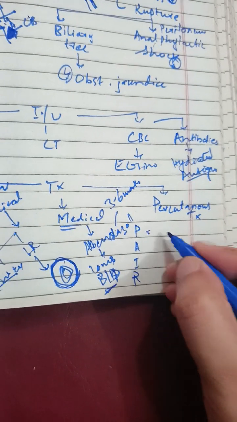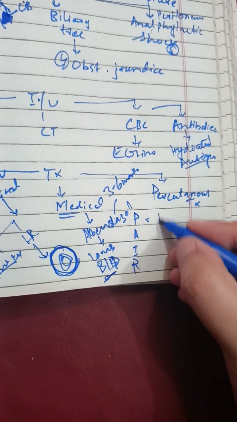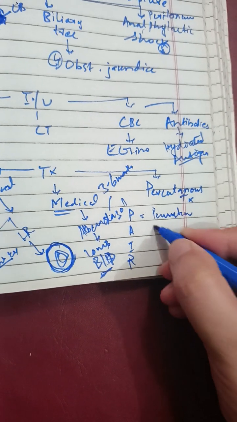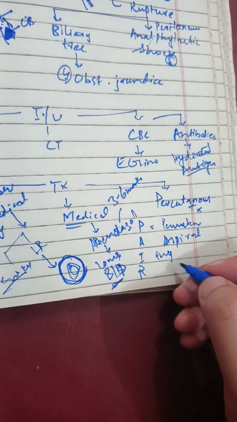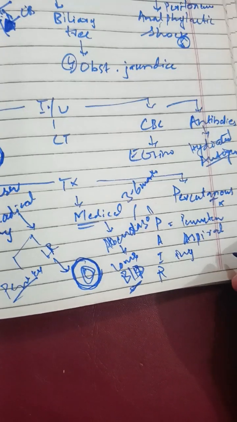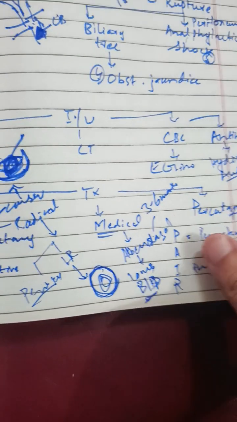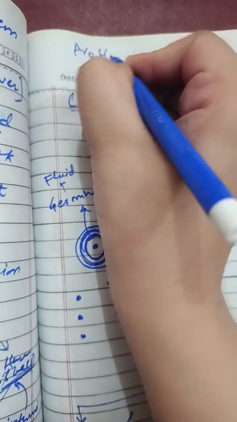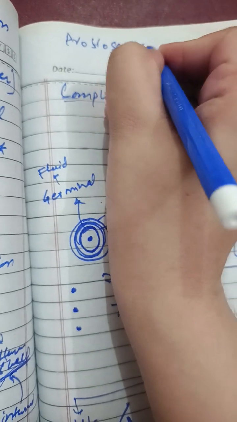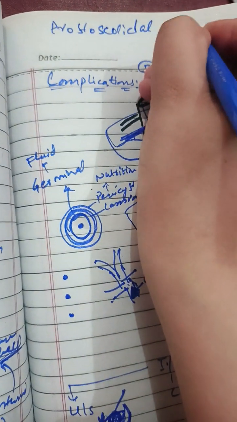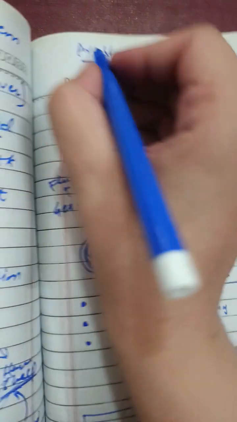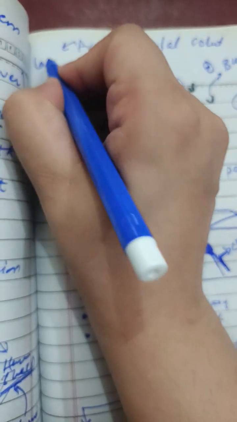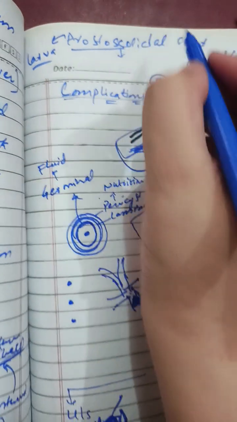In percutaneous treatment, first of all, we do a puncture. Then we aspirate the content of the cyst. Then we inject a protoscolicidal solution. This is a solution to kill the protoscolices of the Echinococcus granulosus. What is the protoscolex? It is basically the larva of the Echinococcus granulosus. It will kill the larva.